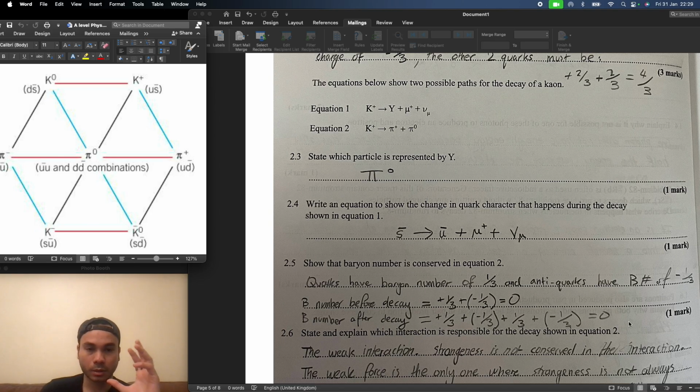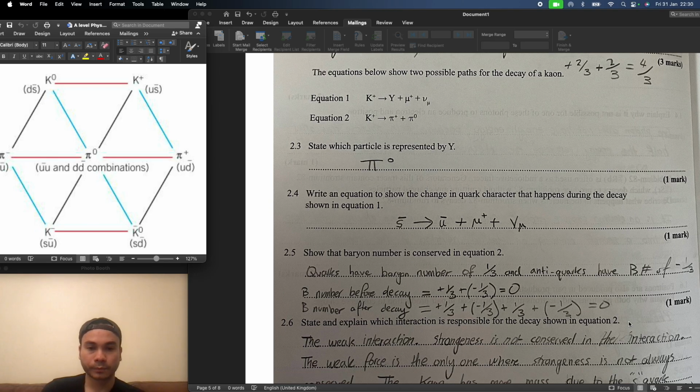Okay, so that's just testing your knowledge. Do you know your baryon numbers of normal quarks and antiquarks?